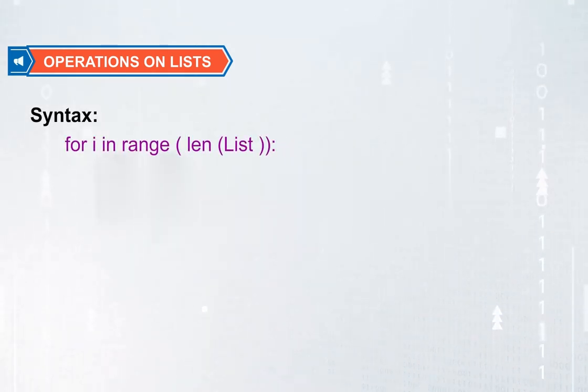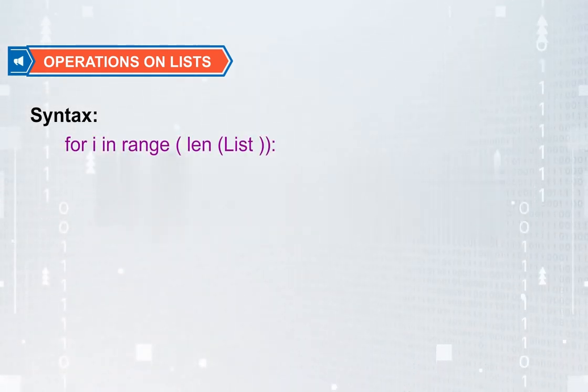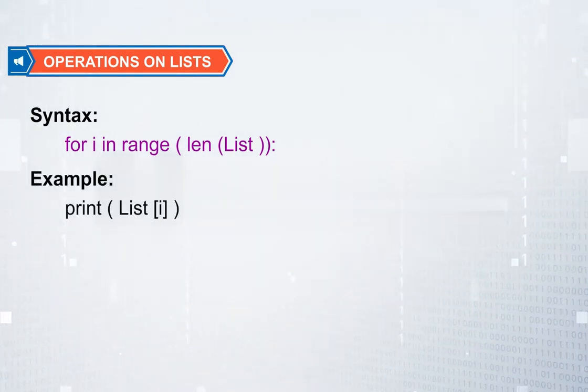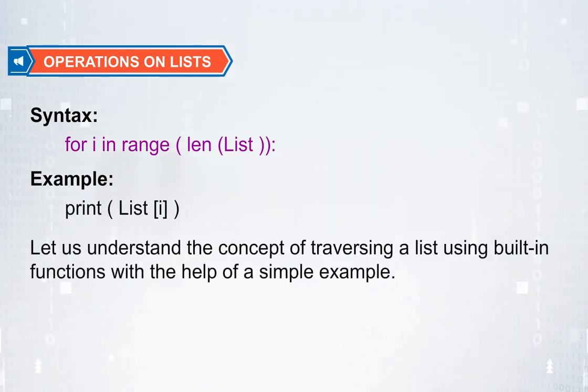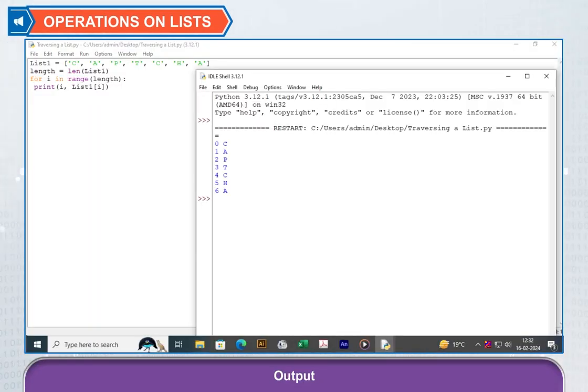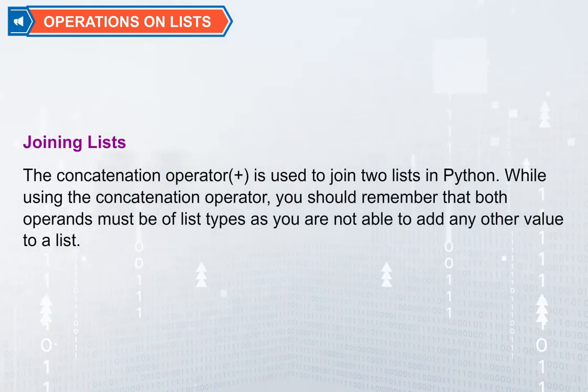Syntax: for i in range(len(list)): Example: print(list[i]). Let us understand the concept of traversing a list using built-in functions with the help of a simple example. Program. Output.